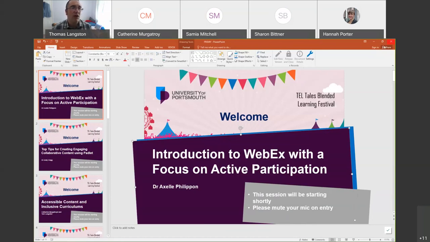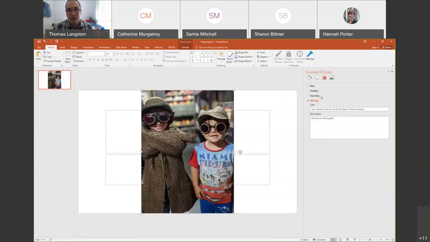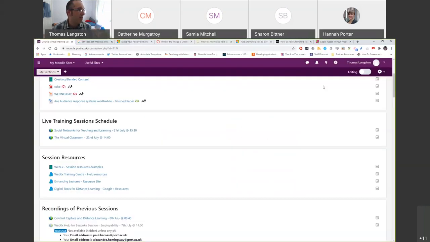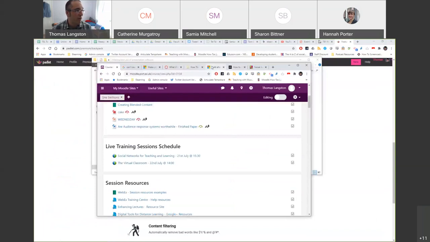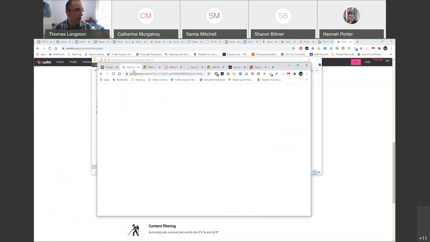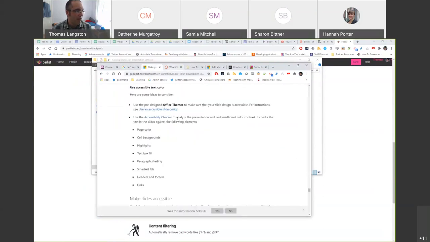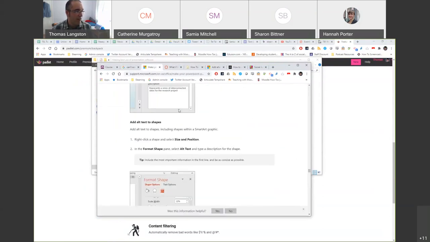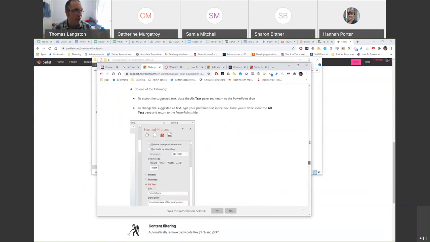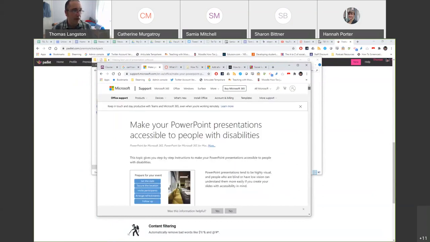There are a whole load of other things, other than alt text, that you can do for accessibility. I did very quickly do a Google search, trying to find other bits out. I just Googled decorative image in PowerPoint, and I got this from the PowerPoint site from Microsoft. Within that there is a whole load of advice on making things accessible, and again, ignore that last sentence, make your PowerPoints accessible to anyone.